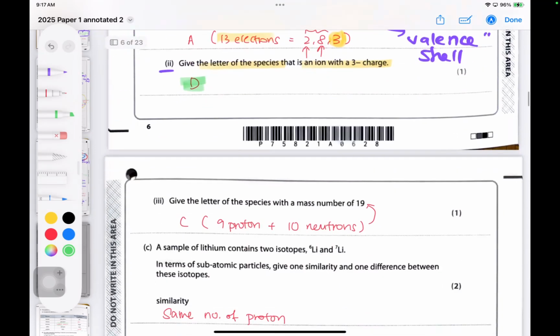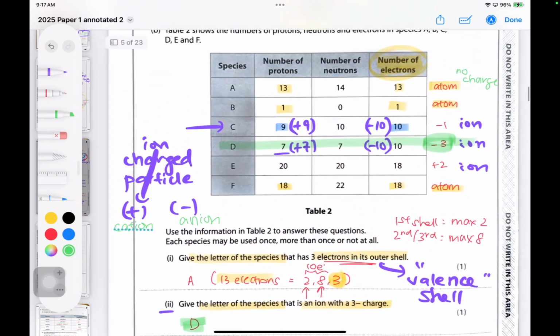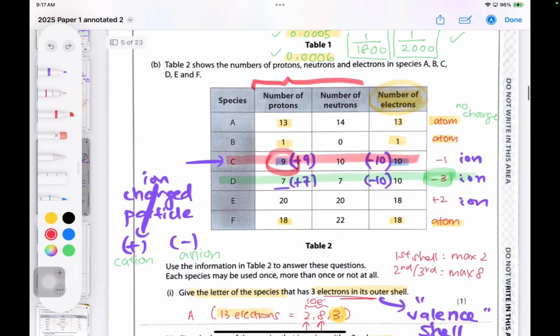Next one. Give the letter of the species with a mass number of 19. Now, how do you calculate mass number? It is when you add the total number of protons and neutrons. So let's quickly go back to the table and see why C is the answer. I'm going to highlight the C in red. You will see that C has 9 protons and 10 neutrons. We are not looking at electrons. For mass number, we are only looking at adding protons and neutrons.